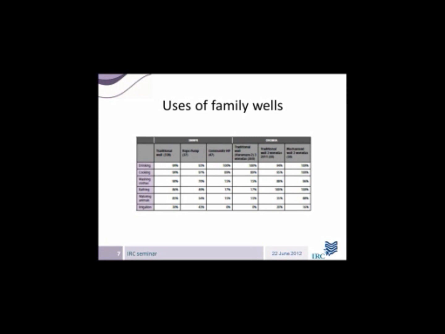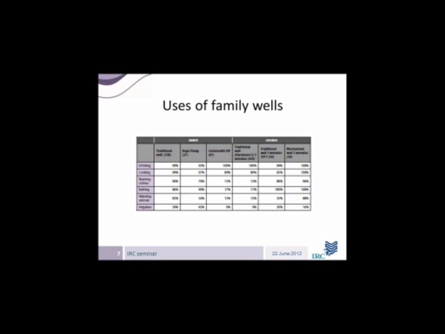This is just one of the tables from a report we're producing from our various self-supply studies. The important thing is the bottom two rows, where we've looked at to what extent some of these different sources are being used for watering animals and for irrigation. And there's plenty of variability both between the types of sources, the family wells, the unprotected family wells that I've just shown, the rope pumps, the community sources, but also between the different regions, partly because of real differences and partly because of some of the questions we ask.